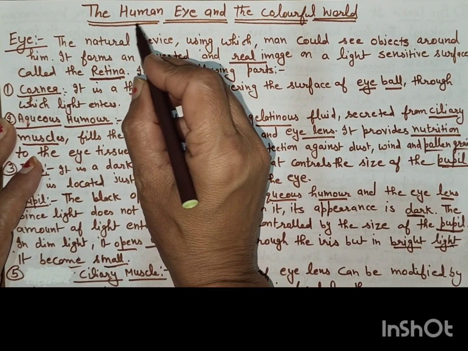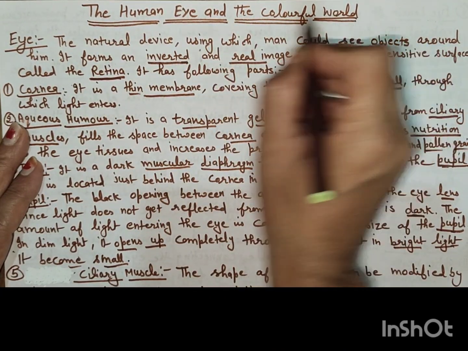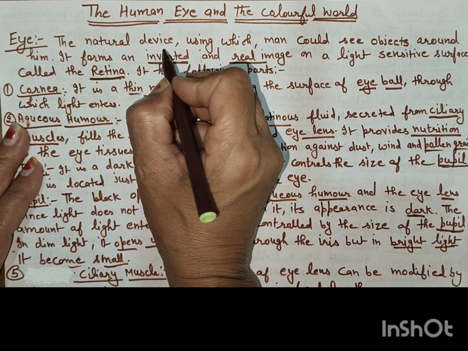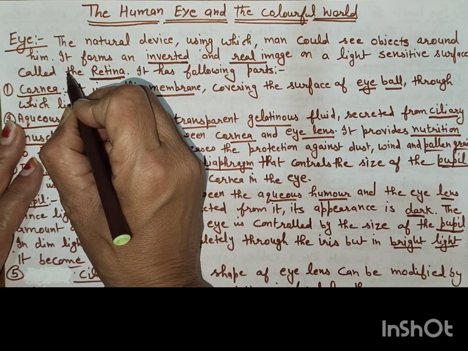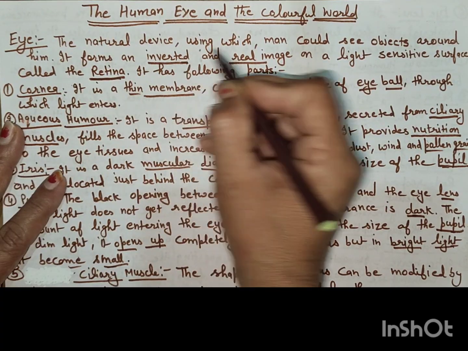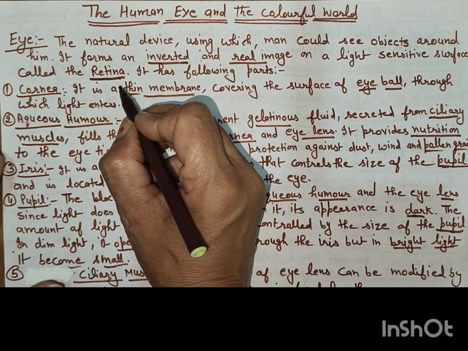Students, today we will discuss the lesson Human Eye and the Colorful World. Eye. The eye is a natural device using which man can see objects around him. It forms an inverted and real image on a light-sensitive surface called the retina.